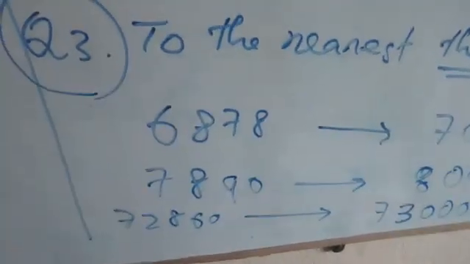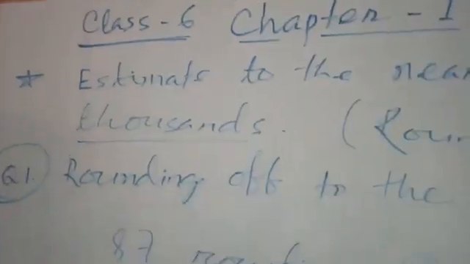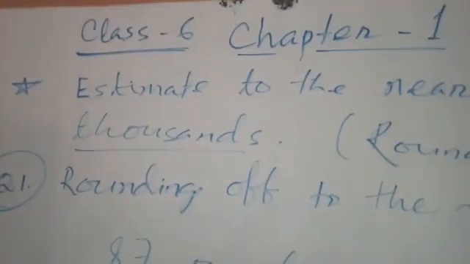Is that clear? So in this video we learn how to round up or estimate. This is the second video for chapter 1, Knowing Our Numbers. The first video is already on YouTube. You can go through the first video first, then go to the second video.